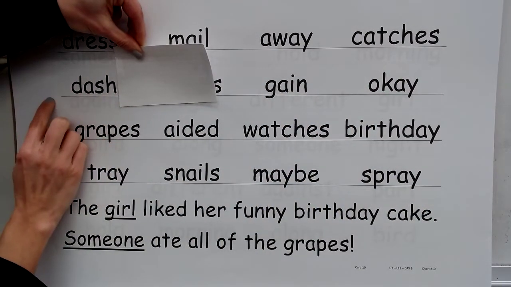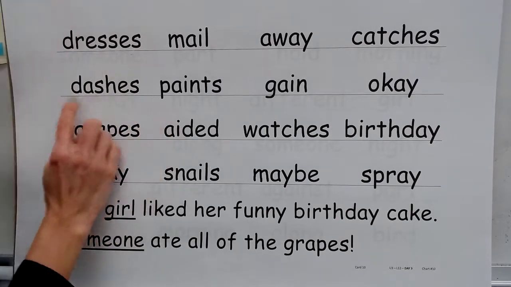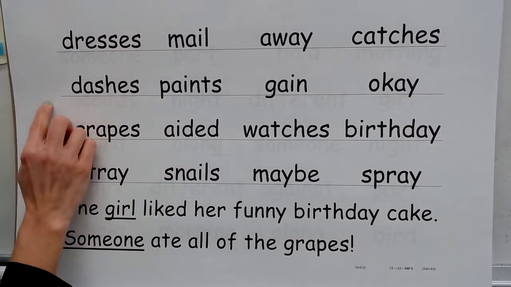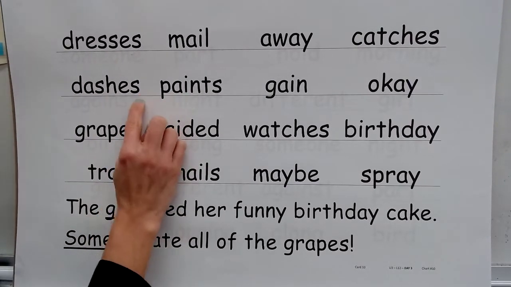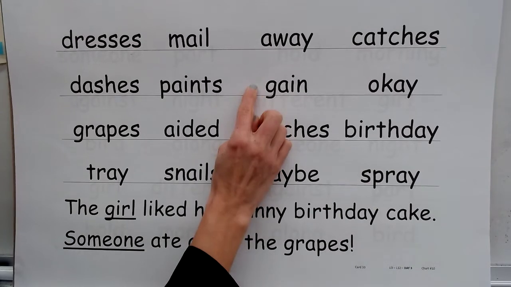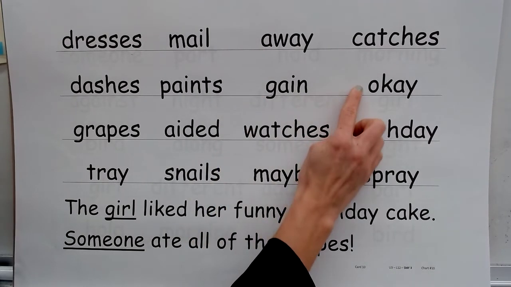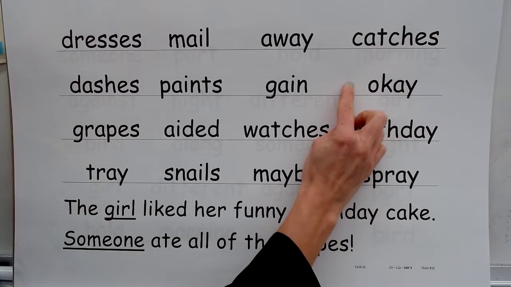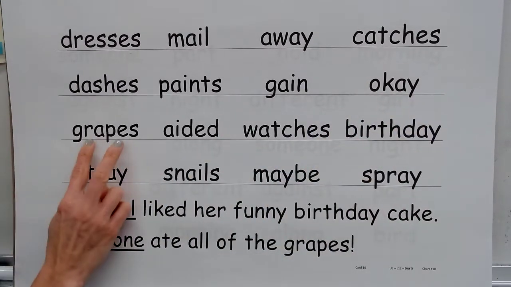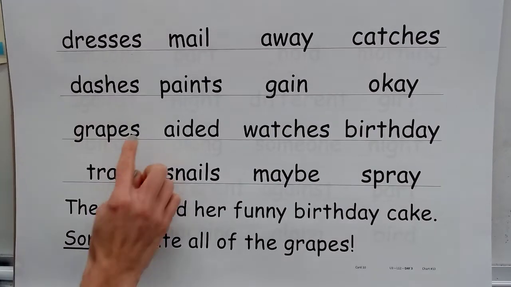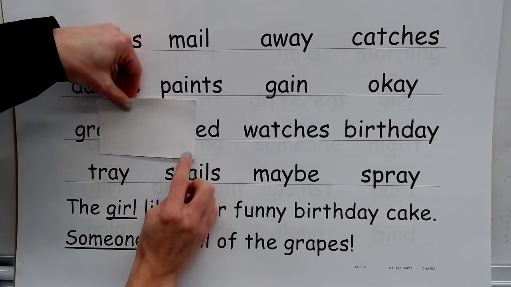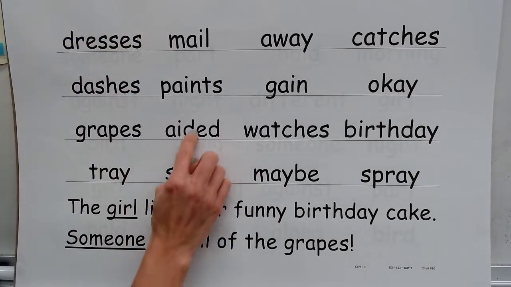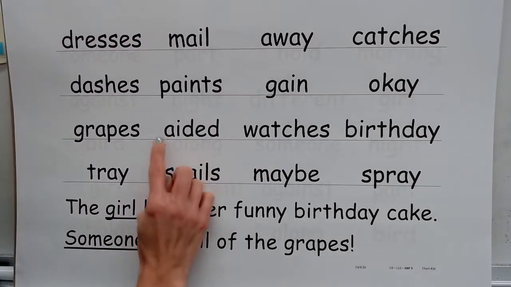Sound. Sh. Word. Dash. Ending. Blend. Dashes. Word. Dashes. Yes, dashes. Sound. A. Word. Paints. Sound. A. Word. Gain. Same thing with this one. We did this the other day. Think. Sound. A. Word. Sound. A. Word. Grapes. Sound. A. Word. Aid. Ending. Blend. Aided. Word. Aided. Yes, aided.